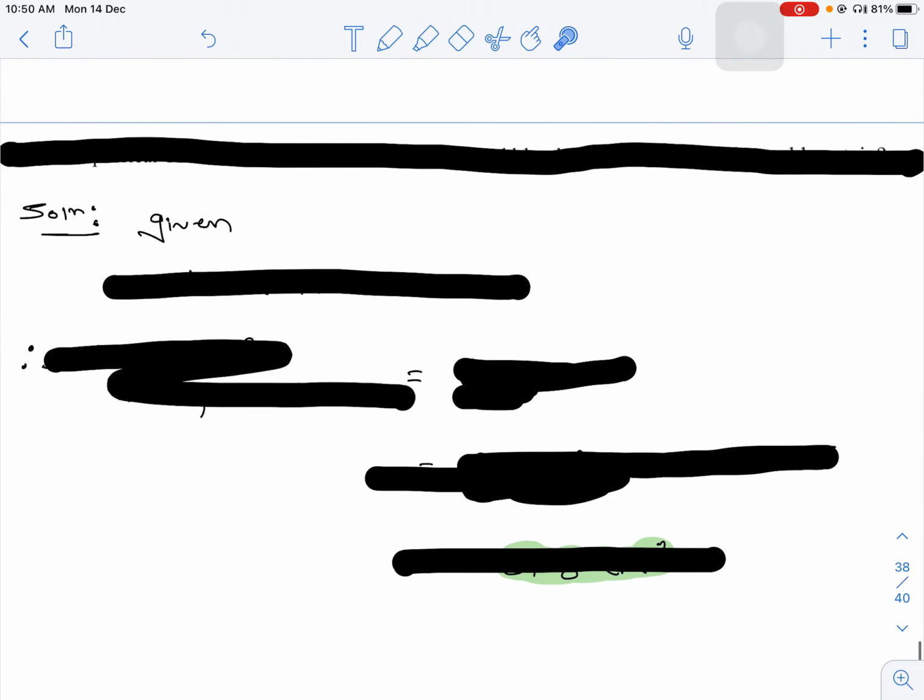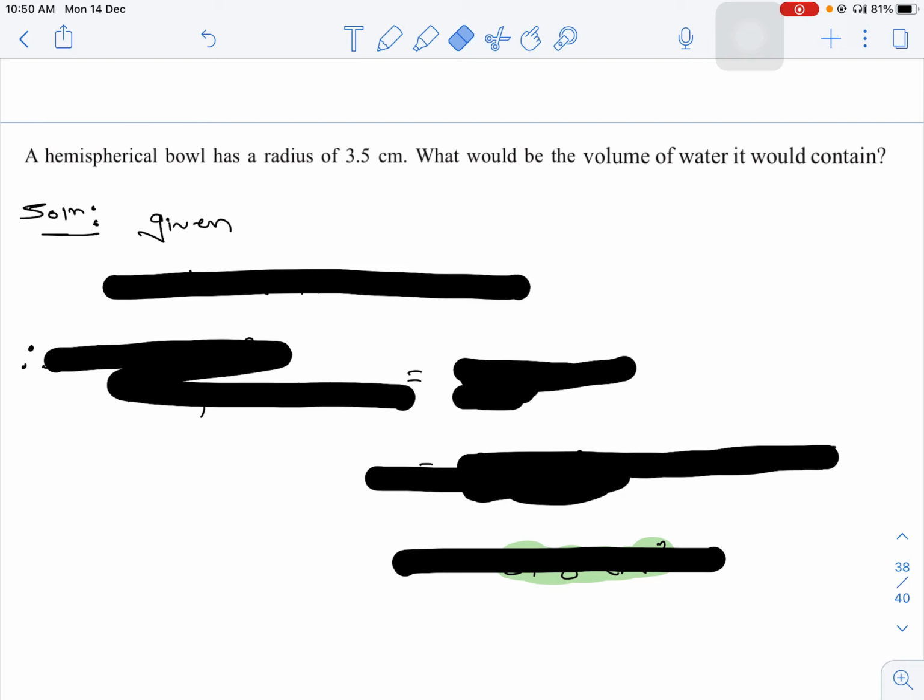Now let us consider our next example. Here it is given that a hemispherical bowl has a radius of 3.5 centimeter. Again we are given the radius. Then what would be the volume of water it contained? A hemispherical bowl means it would be somewhat this shape. So now we have to find the volume of this hemispherical bowl.